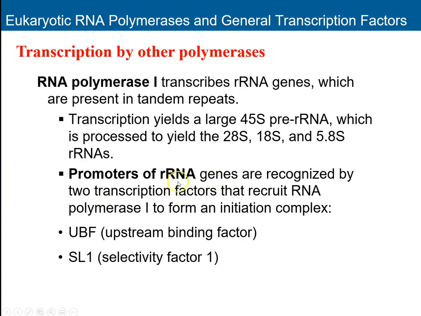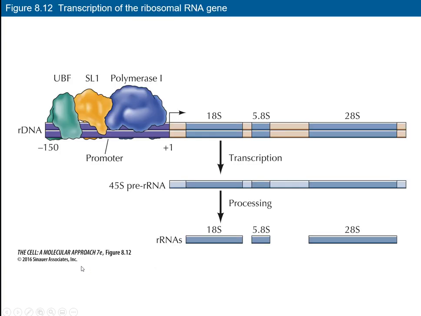So the promoters of the ribosomal rRNA genes are different than what we just talked about. I want you to understand that there are differences here. They're recognized by different transcription factors than what we talked about with RNA polymerase 2. Some of these factors are UBF and SL1. These are different proteins.